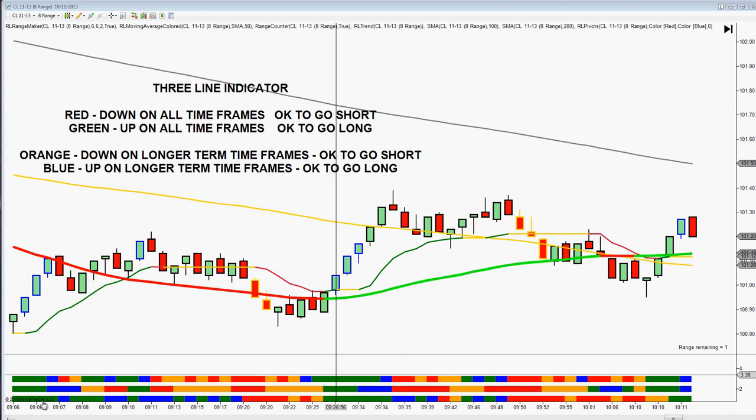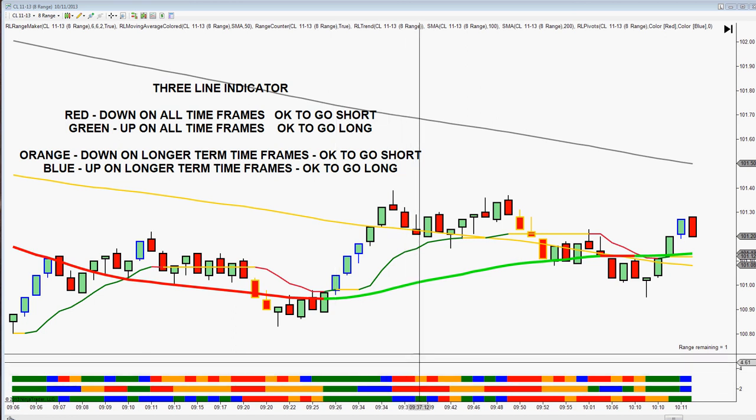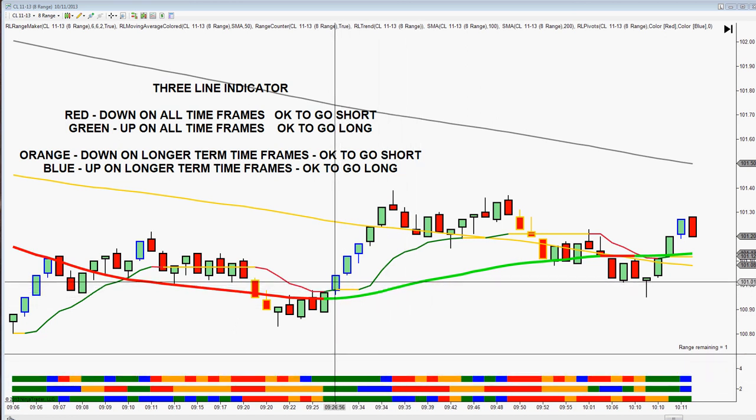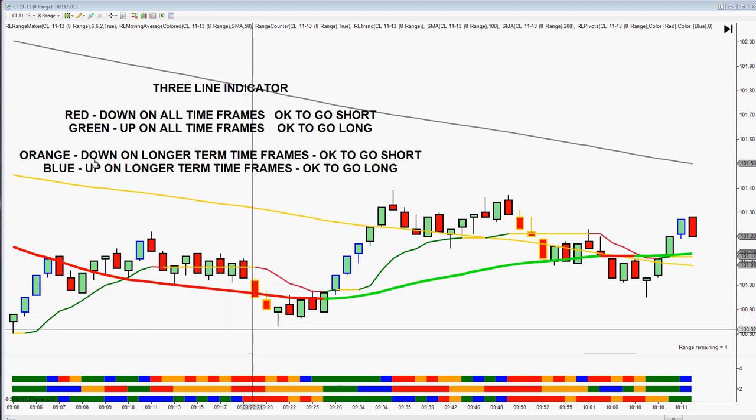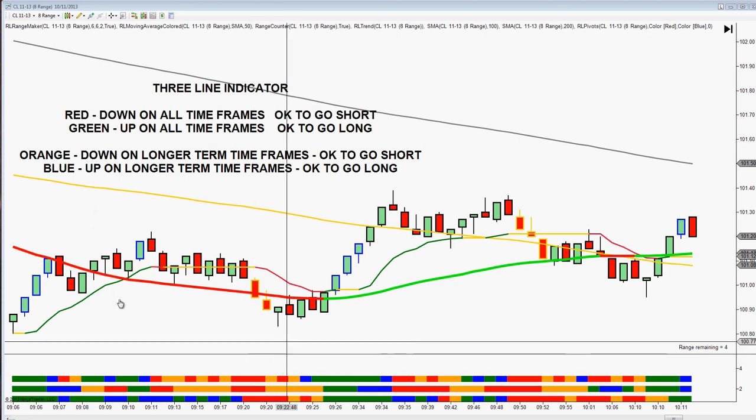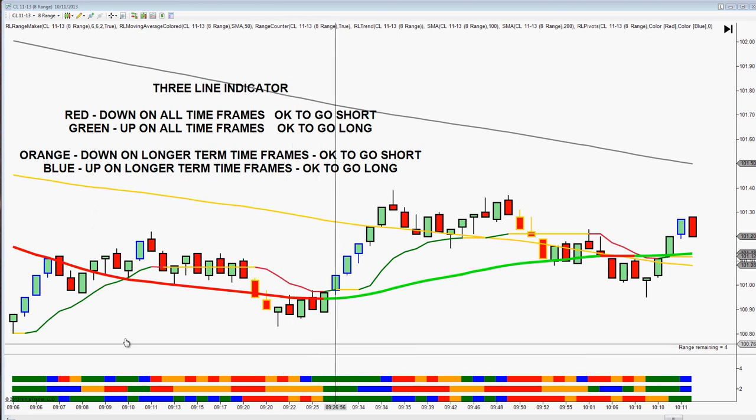Now I have elected to outline my paint bars in blue when all 3 lines on the 3-line are green, and I've elected to outline my paint bars or my candlesticks in yellow when all 3 are red. Now here is a perfect long entry. It meets all of our criteria.